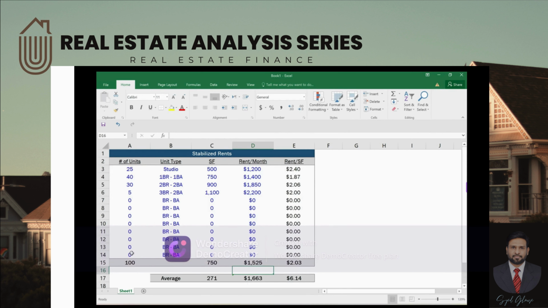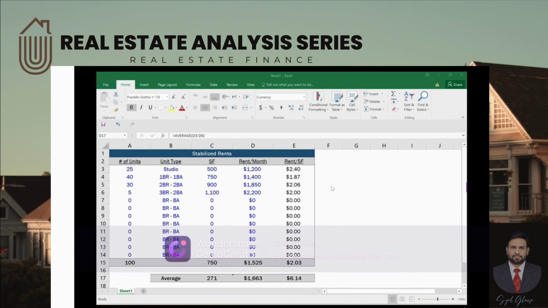Why is this useful? A simple average of the rent, 1200, 1400, 1850 and 2200 divided by 4, gives us 1662, which would overstate the typical rent because it does not account for the fact that there are more one bedroom units than three bedroom units. Weighted average gives a more realistic view, which is critical for budgeting and investor perspectives.